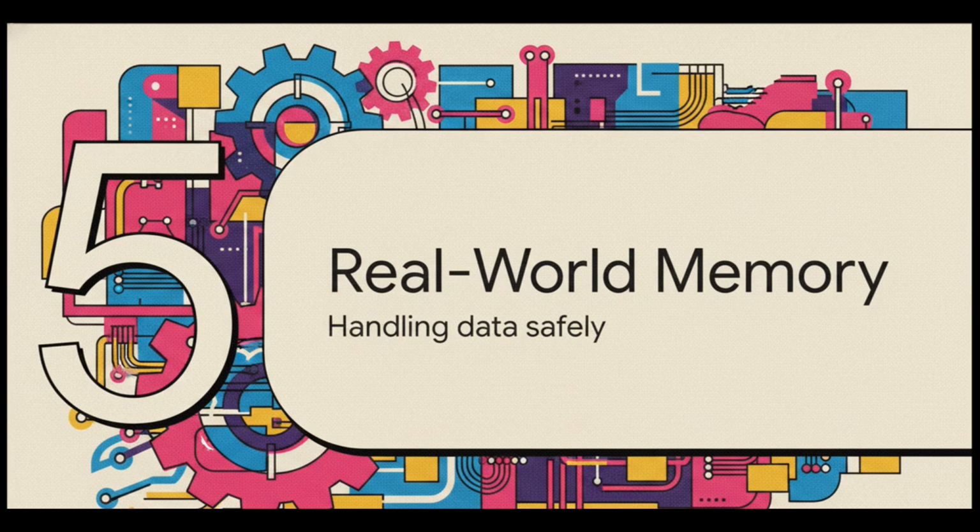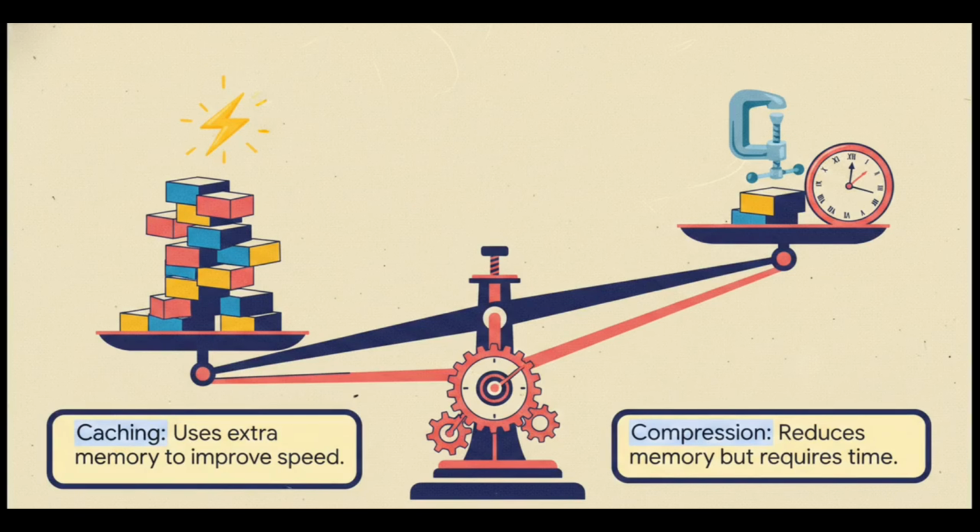Section 5, real-world management. How do massive systems survive without constantly overflowing? It all boils down to the time-space trade-off. Developers are constantly walking a tightrope here. On one side, you can deliberately burn extra memory to get faster execution speeds. That's exactly what caching is. But on the flip side, you can sacrifice speed to save precious space, like using data compression, which shrinks the footprint but takes way more processing power to unpack. It's a constant balancing act based on the hardware you're dealing with.